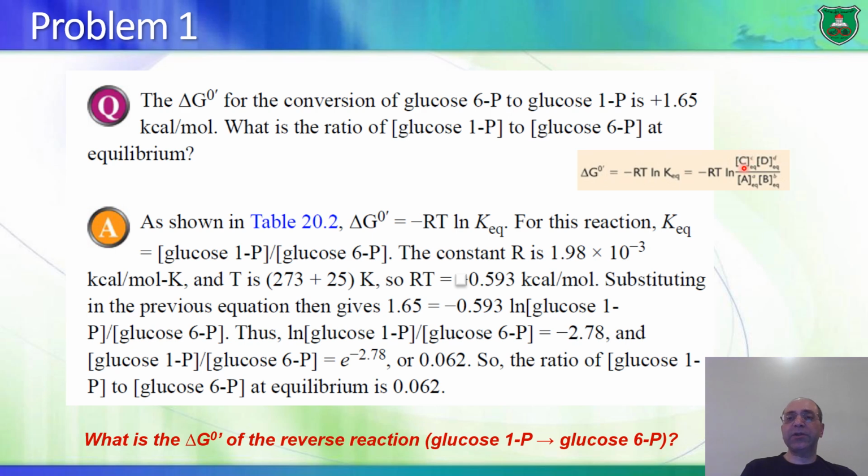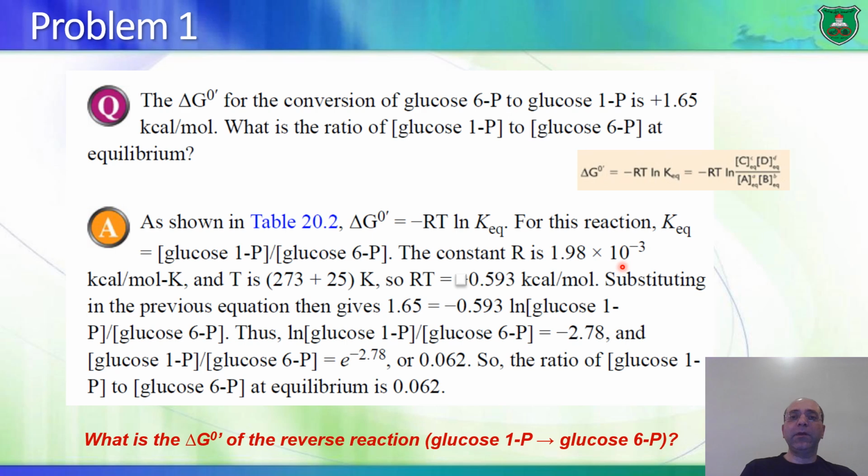The concentration of products over the concentration of reactants, okay? Or this equilibrium constant right here. Now, we know that delta G naught prime is equal to minus RT times the natural log of the equilibrium constant. So for this reaction right here, that's what we want. The constant R, the gas constant, is 1.98 times 10 to the minus 3.